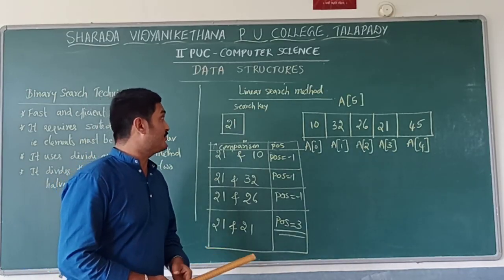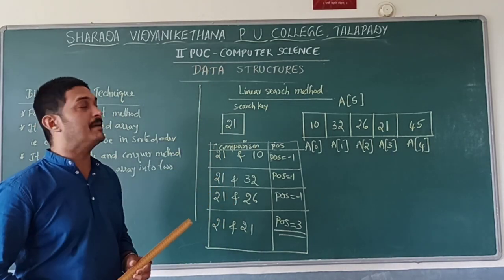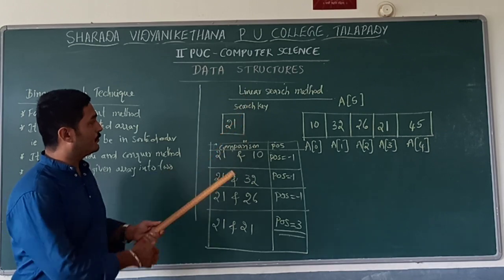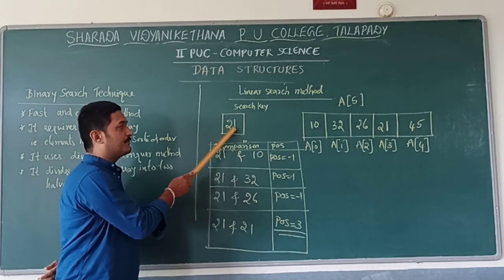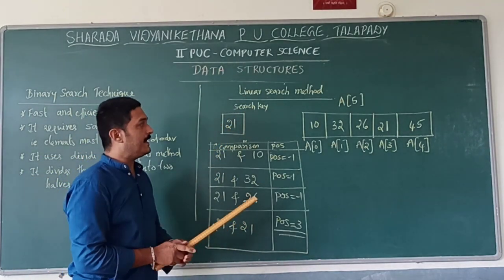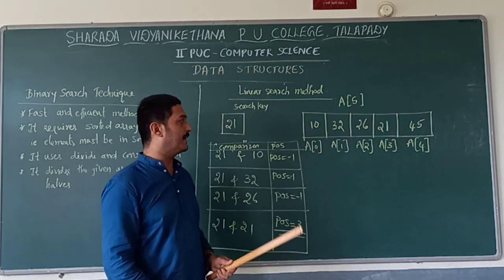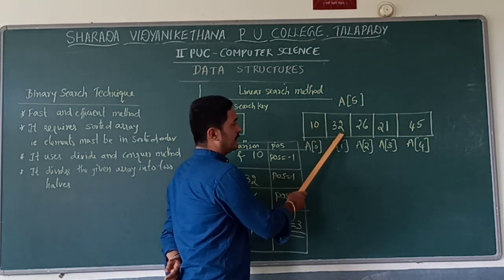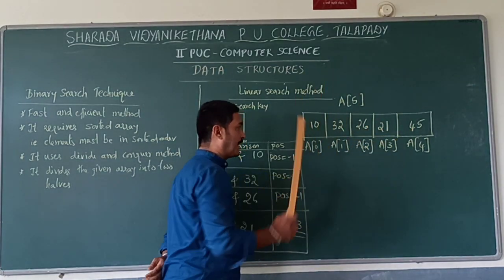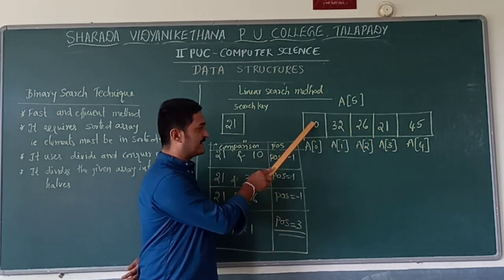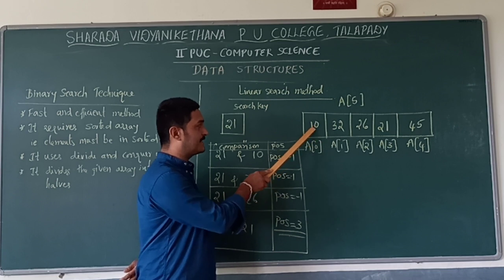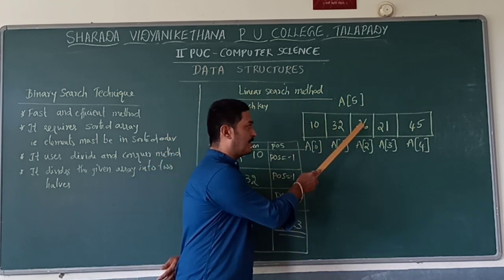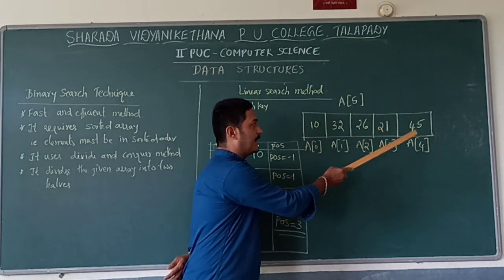Under the linear search method, we can depict it using these two diagrams. Here the search key is equal to 21 and the array A has 5 elements: 10, 32, 26, 21 and 45. A of 0 is 10, A of 1 is 32, A of 2 is 26, A of 3 is 21, and A of 4 is 45.